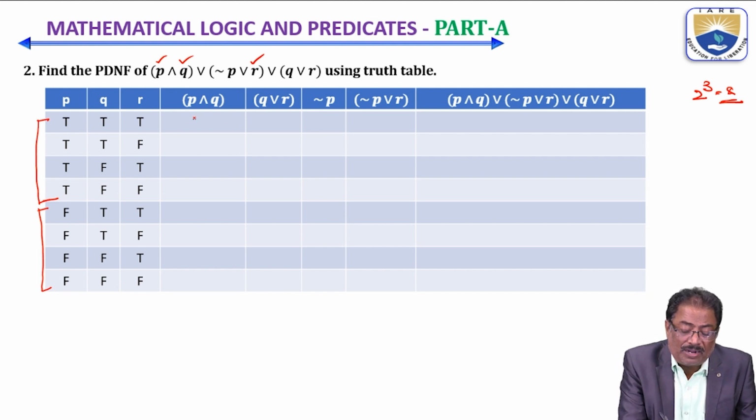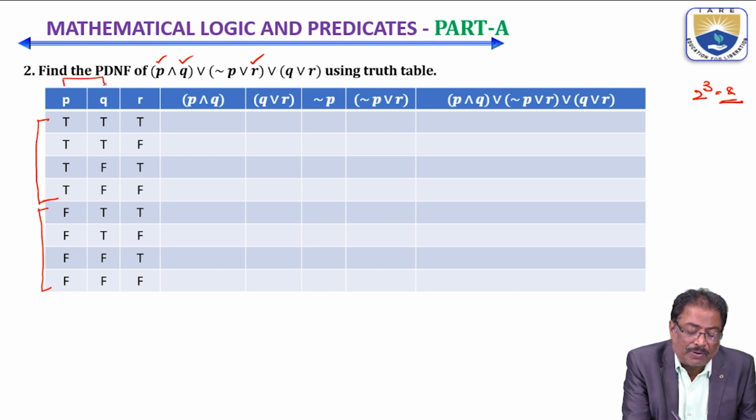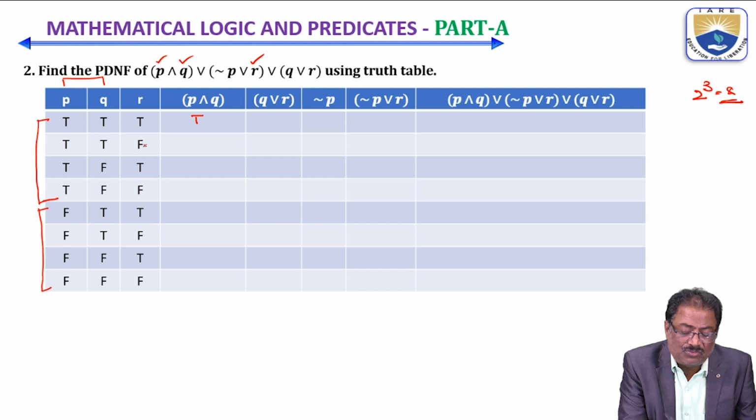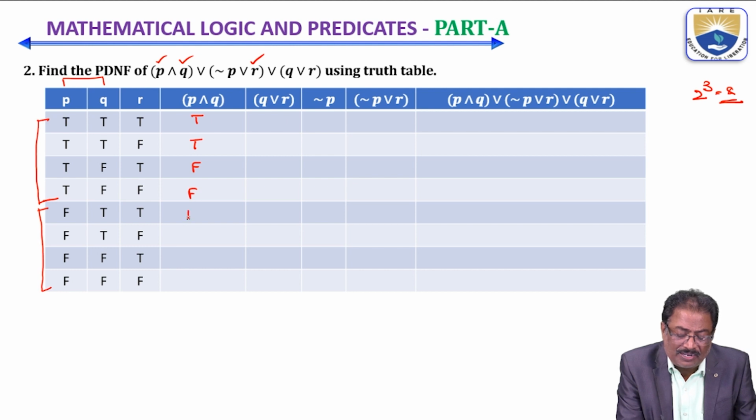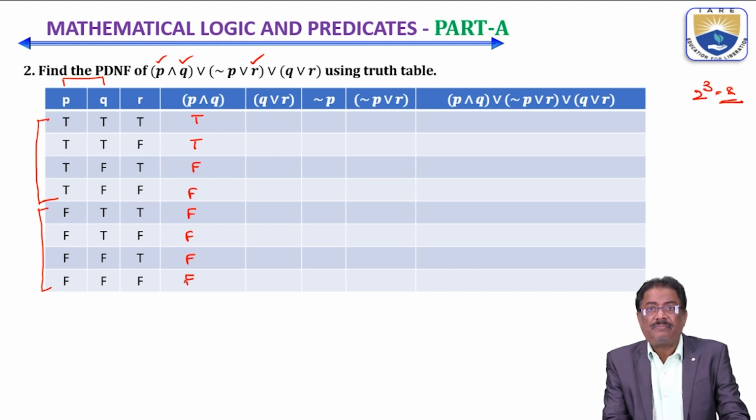Then we calculate P and Q. We perform the and operation: for the first two rows it is true, then the remaining rows are all false.